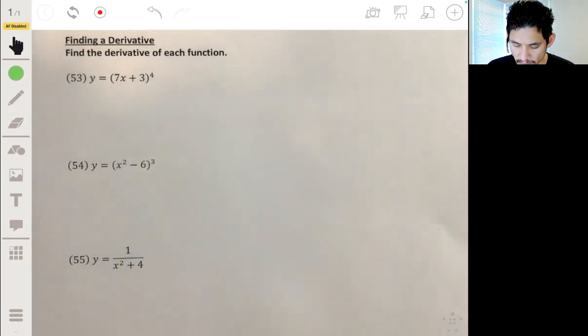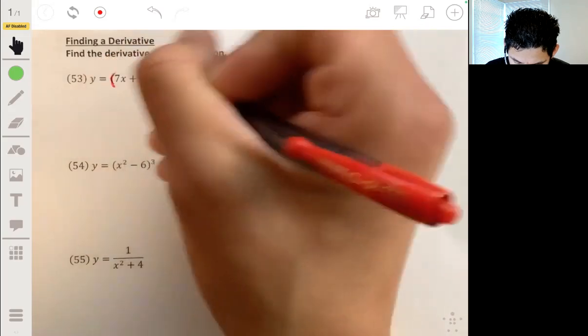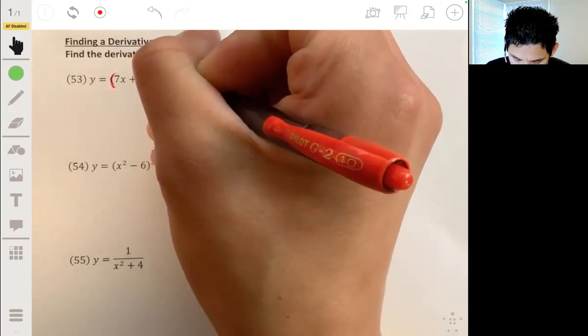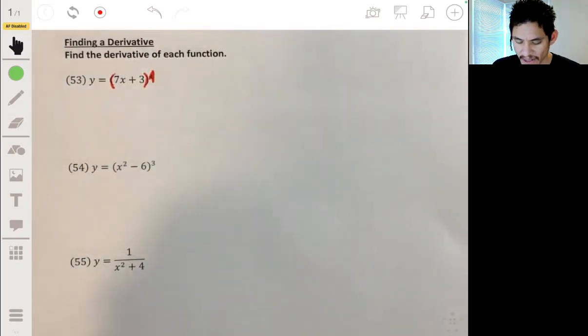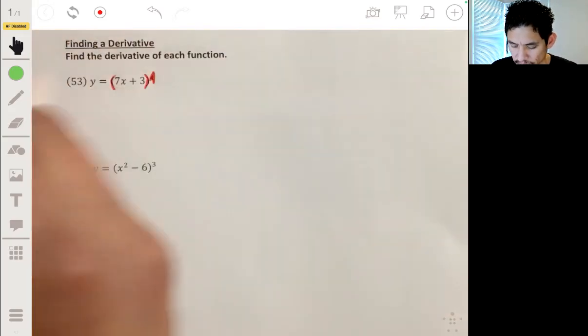So here we first have y is equal to 7x plus 3 to the fourth power. So you see here, the outside function is the fourth power function, like the power function. And the inside function is 7x plus 3.